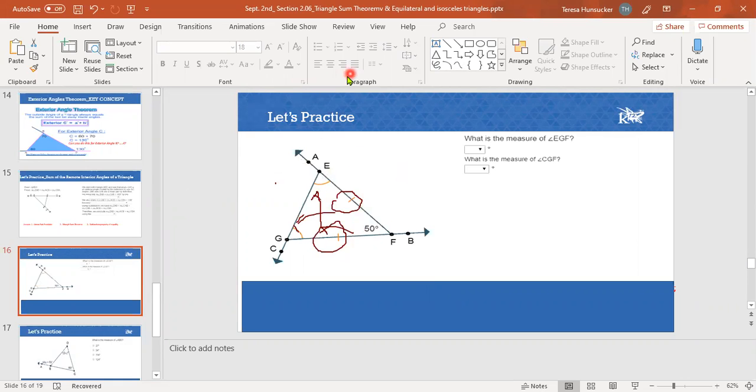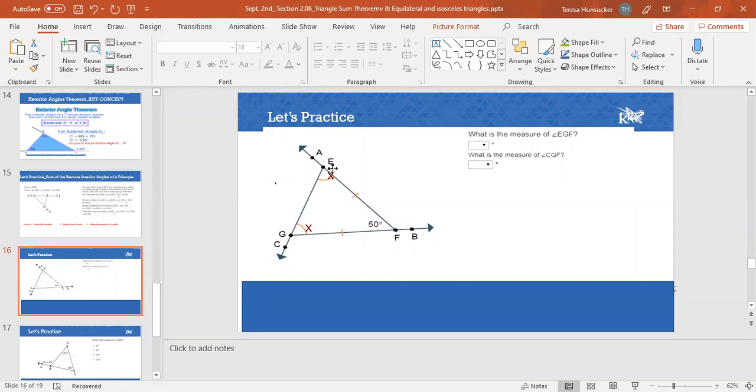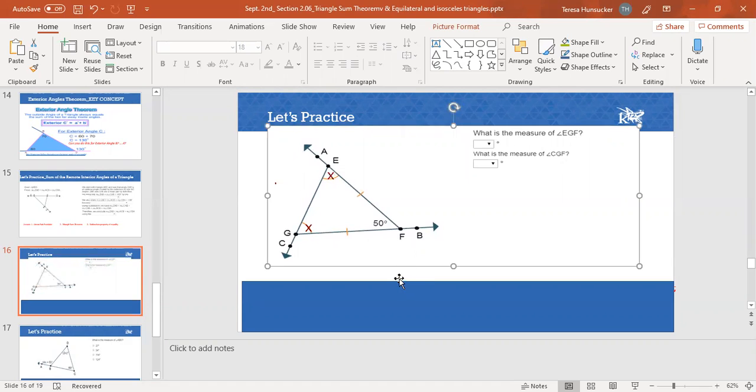Remember, when we don't know something, we can call it X. So this angle is going to be X. This angle is going to be X. All right, let me erase all the other distractions from this. And like a true dork, I erased X. Okay. All right, so those are your interior angles. They're both X because they're congruent angles.